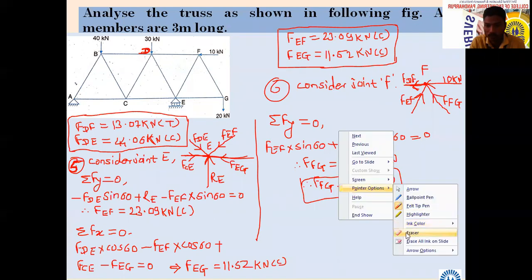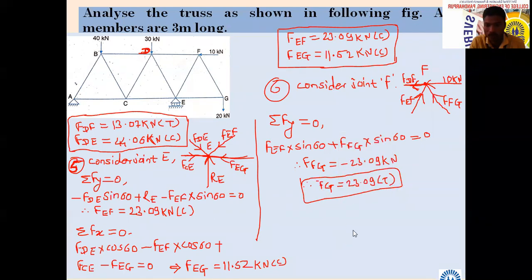How many forces have we calculated? 11. In all the members, forces in all the members we have calculated here. Whatever members were there in the truss, all the members we have calculated. So at last, once the problem is over, you can give the answer like this. Answer, one by one.